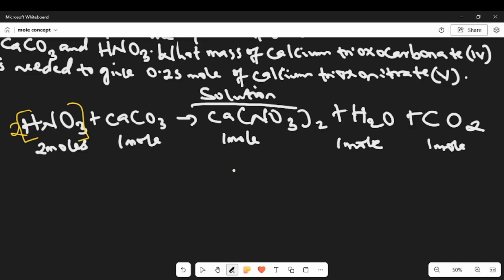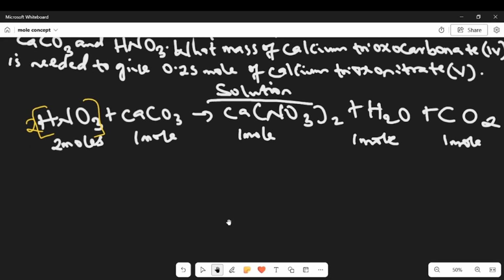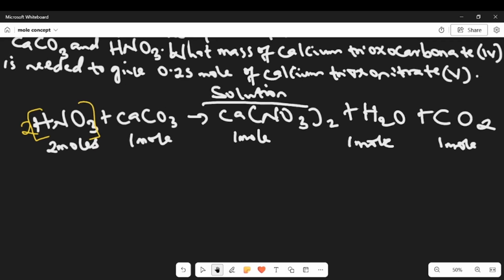And the next thing is to go back to the main question, which is what mass of calcium trioxocarbonate 4 is needed to give 0.25 mole of calcium trioxonitrate 5. So if you look here now, you will find out that we are dealing with calcium trioxocarbonate 4 and calcium trioxonitrate 5. And the main problem here is to find the mass of CaCO3. So let's deal with this.